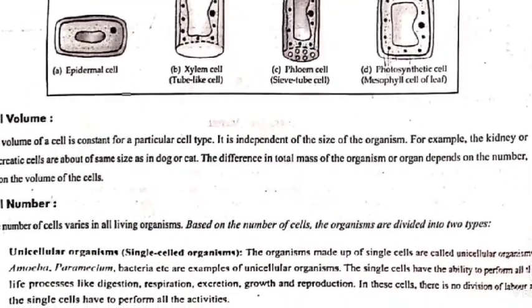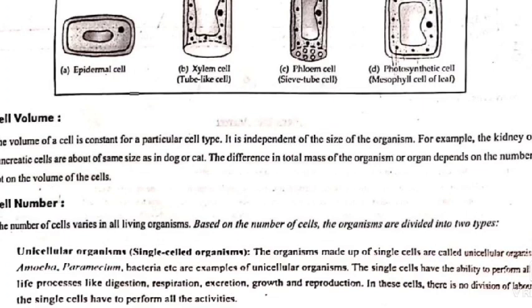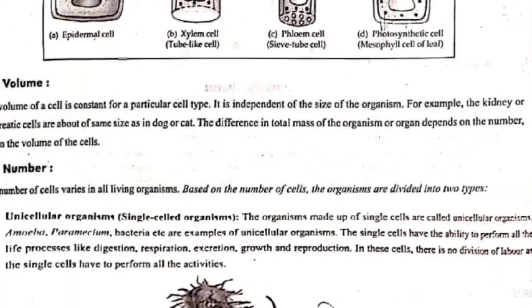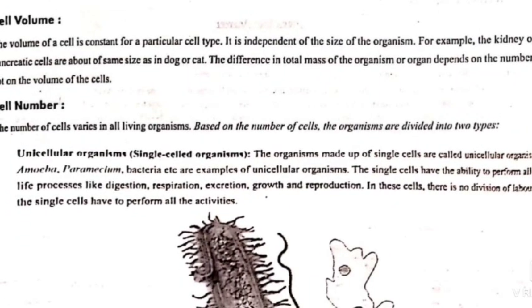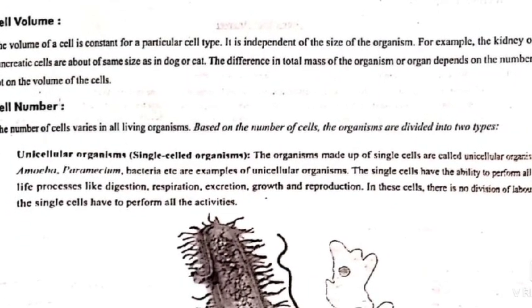Cell volume. The volume of a cell is characteristic of a particular cell type. It is independent of the size of the organism. For example, kidney or pancreatic cells are almost the same size in a dog or a cat. The difference in total mass of the organism or organ depends on the number, not on the volume of the cells. Cell number. The number of cells varies in all living organisms.